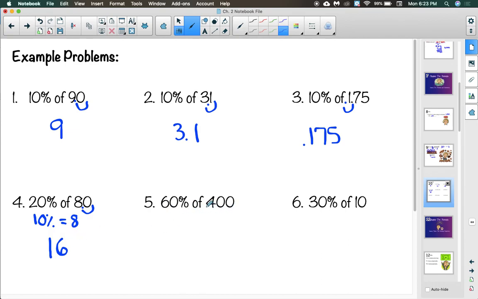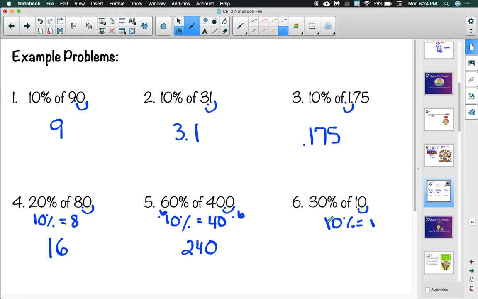60%, same thing here. If we first find 10% of 400, move that decimal one place to the left, 10% is 40. So 60%, well, we take 10 times 6. So we're going to take 40 times 6. 60% is 240. Isn't that easy? 30% of 10. First, that looks like my chocolate bar problem we just did. 30%. Okay, so first we have to find 10%. 10% of 10 is 1.